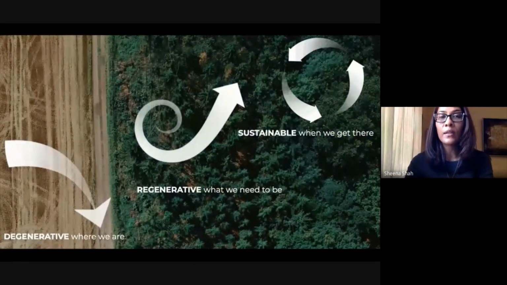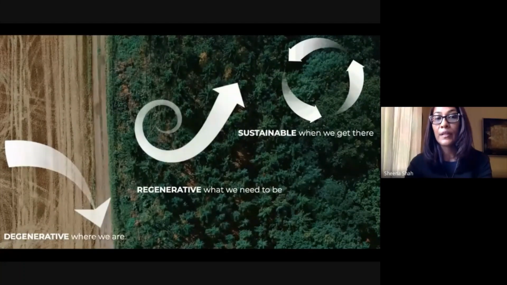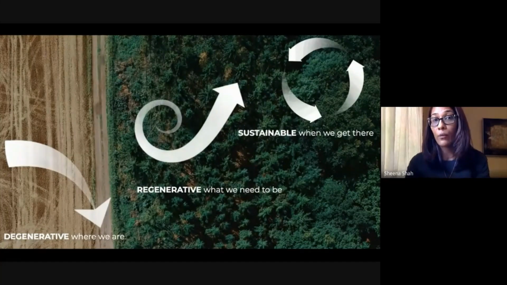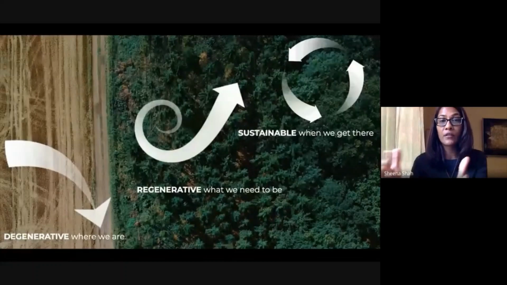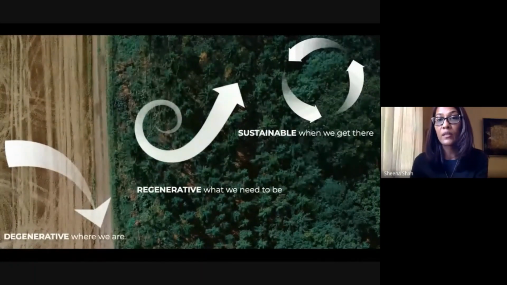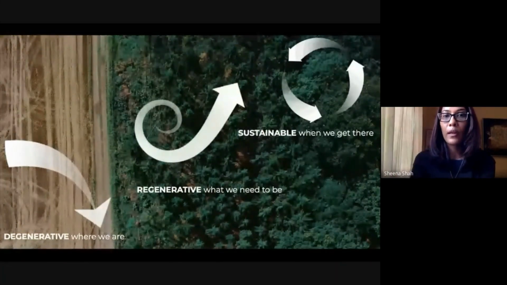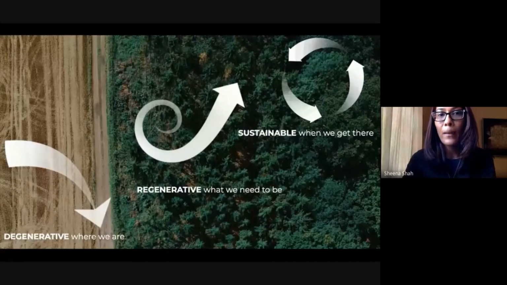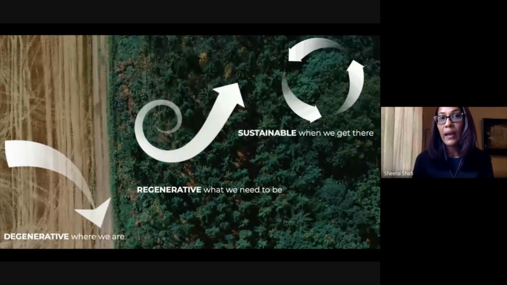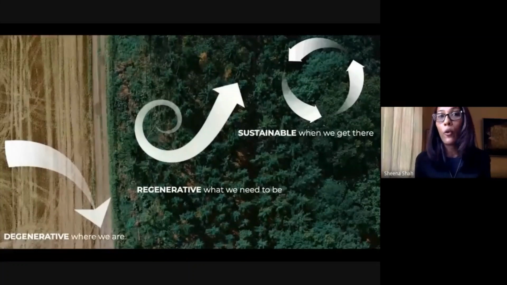And ultimately, we want to go from a very degenerative landscape where we are, to a very regenerative landscape, and then a sustainable one where we need to get. So how do we get there? How will all these principles play a big part in getting to that space? It's important to know that these topics are really useful, and for each context will be very different, and not all of them will be used for all of you as well.